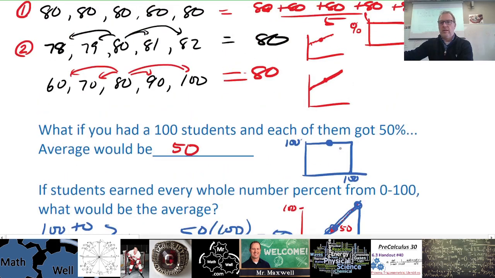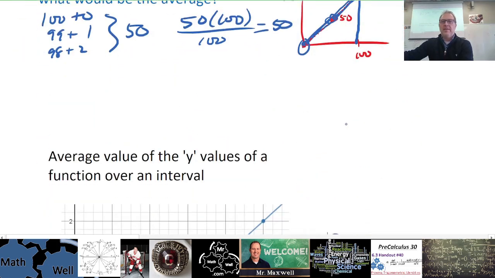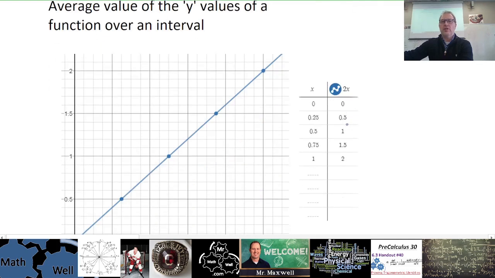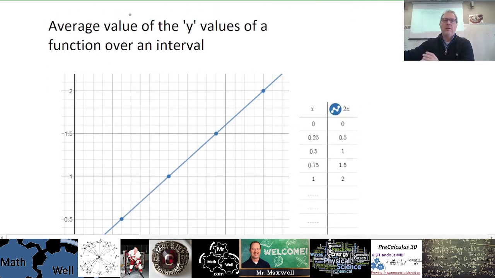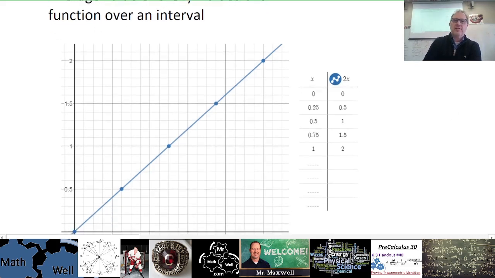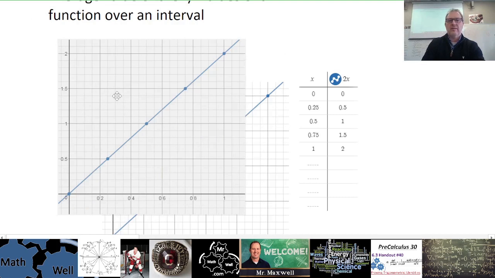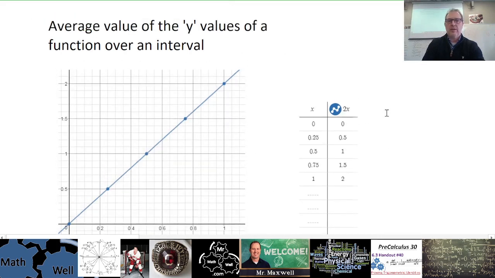Okay. Now let's keep this in mind as we move on here. The average value of a function would be the average value of the y values. So the average of all the y values of a function over an interval. So it's kind of similar to the example of we have 100 kids in the class, and every student gets each of the percents available from 0 to 100. I'm trying to get this all on one screen. Okay? And it would be like taking all 100 of those, finding the average of all of those. From 0 to 100, the average is 50.